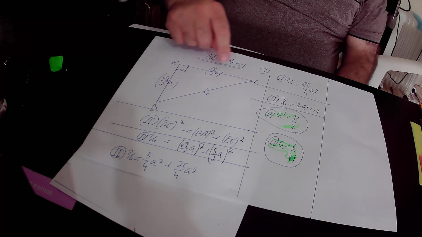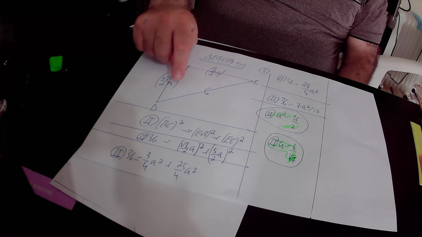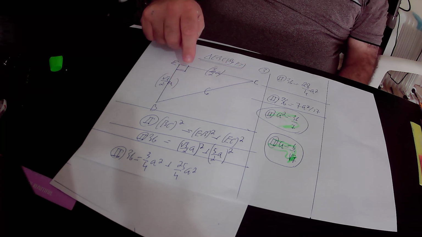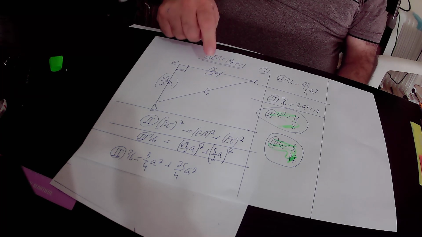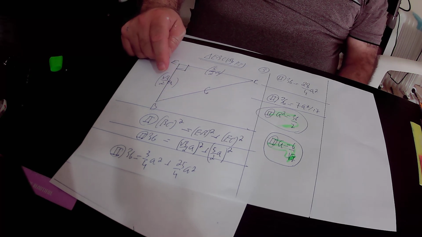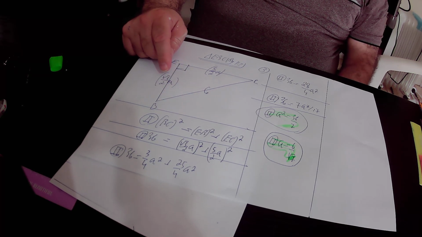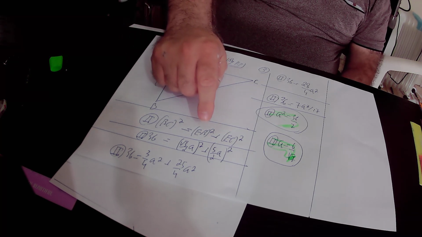The square of the hypotenuse equals the sum of the squares of the perpendiculars, that is to say BC square equals EB square plus EC square. BC equals 6, so BC square is 6 square, that is 36. That is equal to EB square. EB is equal to square root of 3 over 2 times A, so EB square is 3 over 4 A square.